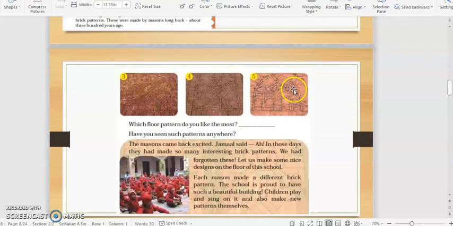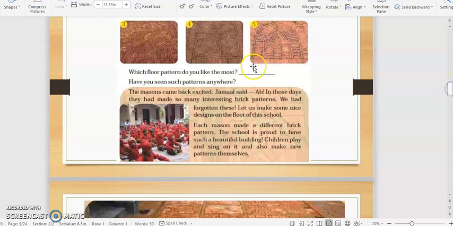If you look into the patterns, they show a shape. They show a beautiful pattern of a variety of operation signs also, like mathematical operations. Can you find a multiplication sign over here, or can you find the English alphabet X over here? Yes, very good. Now, which floor pattern do you like the most?